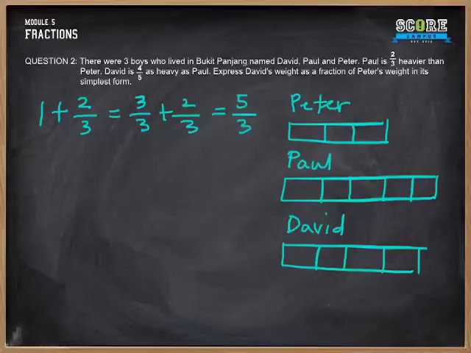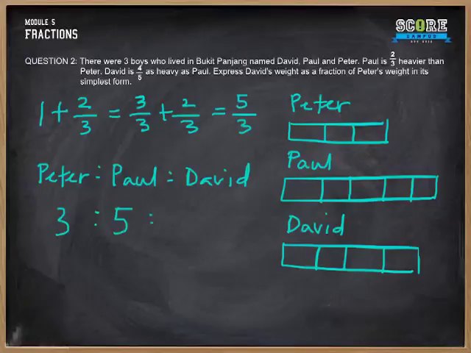Okay, we know Peter weighs 3 units, Paul weighs 5 units. Now we know David is 4 units. So Peter is to Paul is to David. What do you get? Peter is 3, Paul is 5, and David is 4.